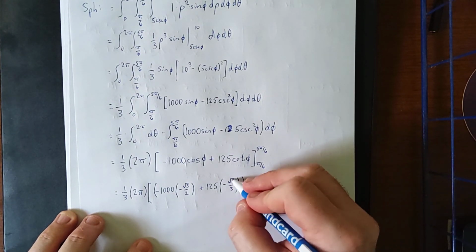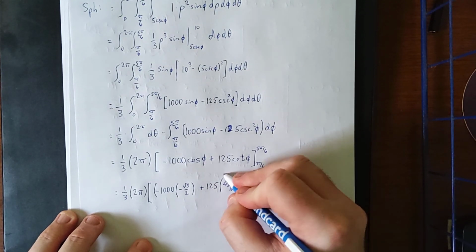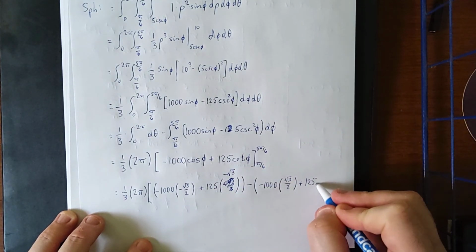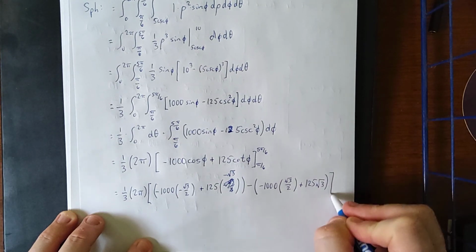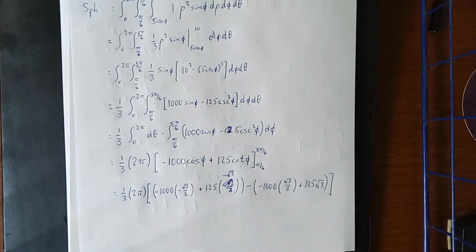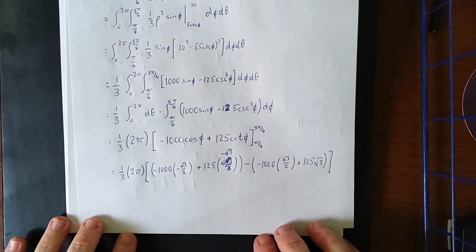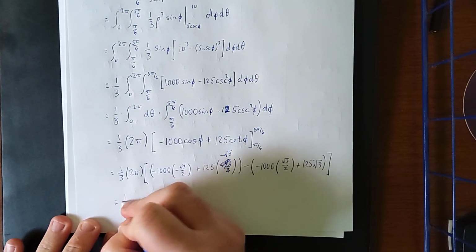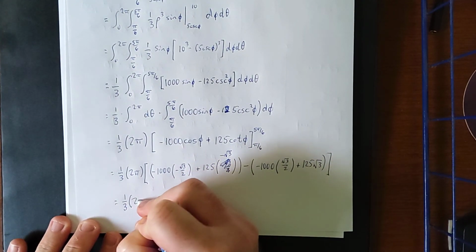Wait, cotangent of 5 pi over 6, that's just going to be negative square root of 3. And then this one will be positive square root of 3. Good, now everything here has a square root of 3 in common. That's exactly what I wanted to see. All right, now we just got to get our pluses and minuses right.